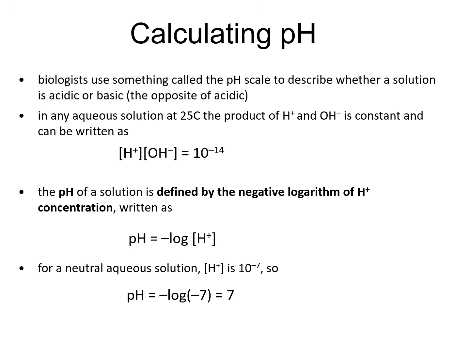The pH of a solution is defined as the negative logarithm of the proton concentration in that solution. So pH is written as the negative log of the hydrogen ion concentration. For a neutral aqueous solution, the hydrogen ion concentration is 10 to the minus 7 moles in a liter of solution. So the pH ends up being the negative log of that. So the pH ends up being 7.